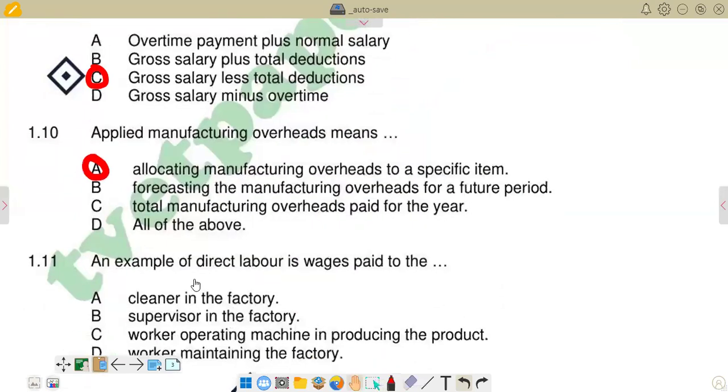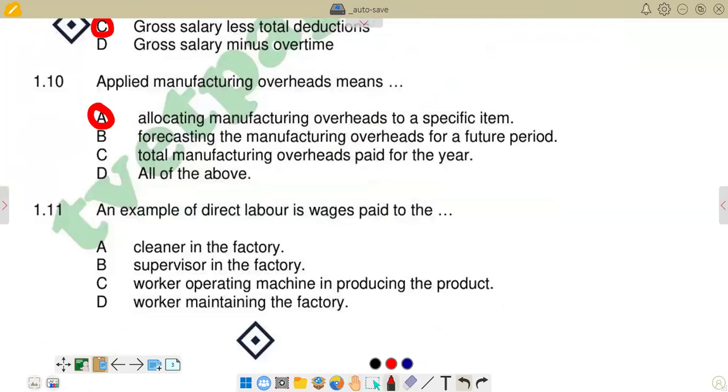Then 1.11, an example of direct labor is wages paid to the, so if it's a direct labor, it's wages that is being allocated to the workforce that is actually producing the product. So we can look from all the responses that we have, and we see that the most appropriate one is C, which is saying worker operating machine in producing the product. This one is more direct. So this is our direct labor.